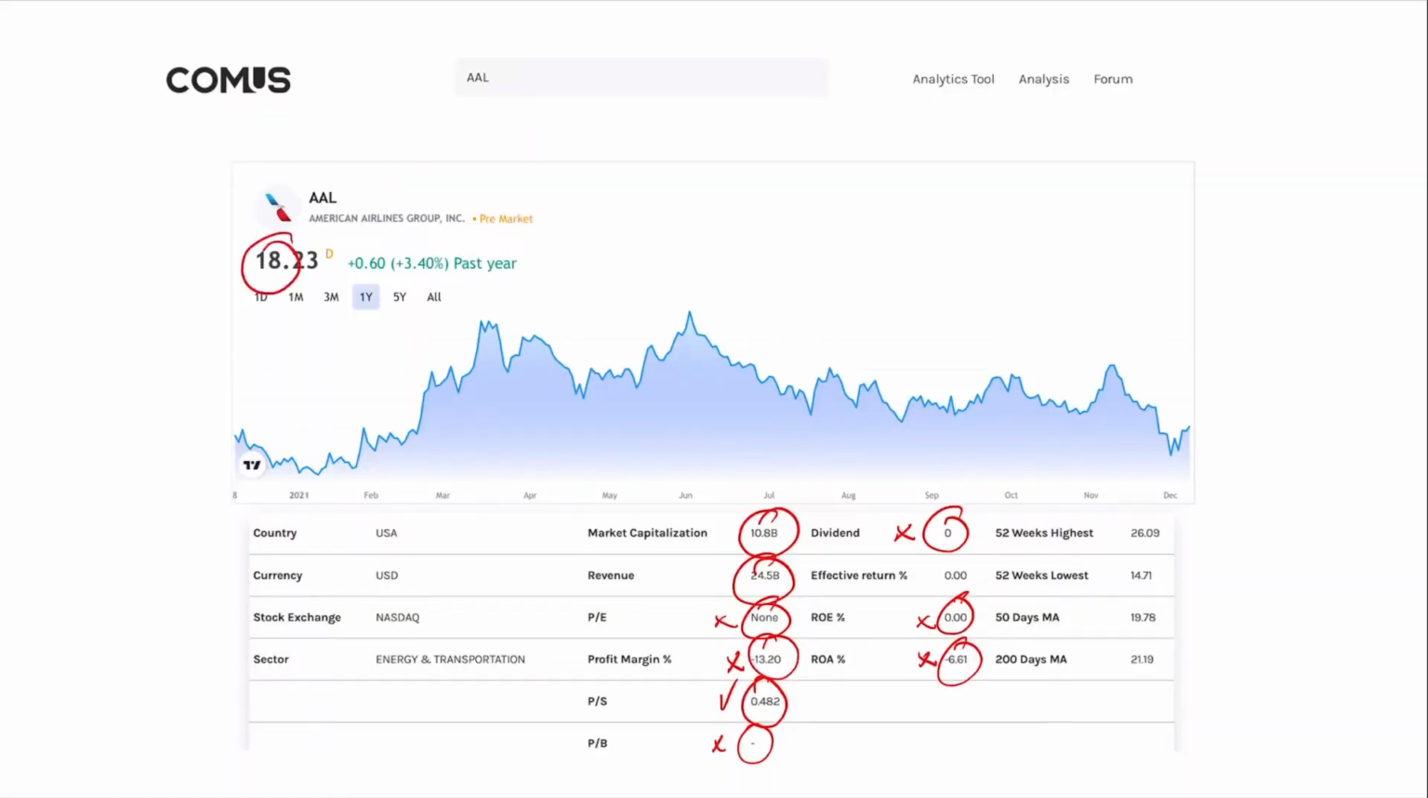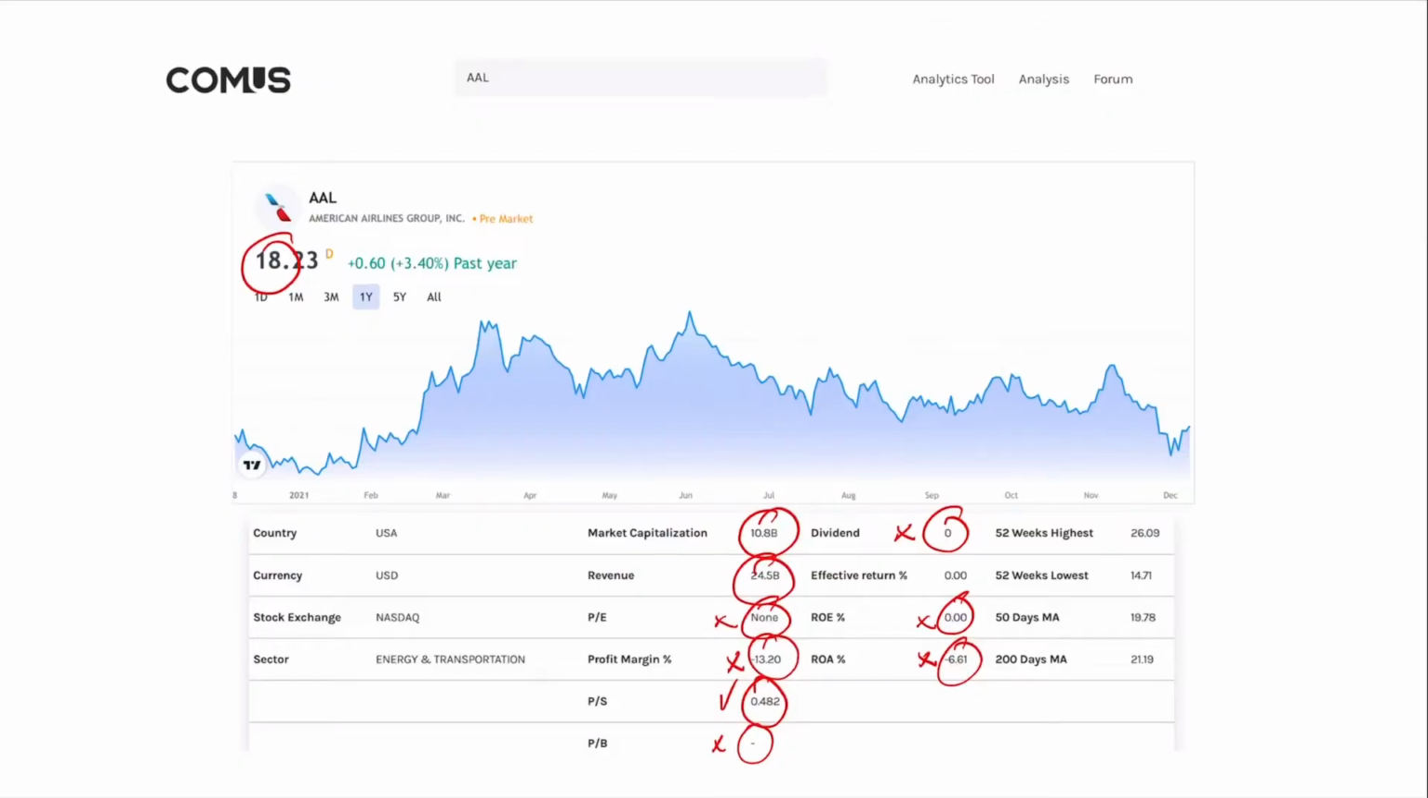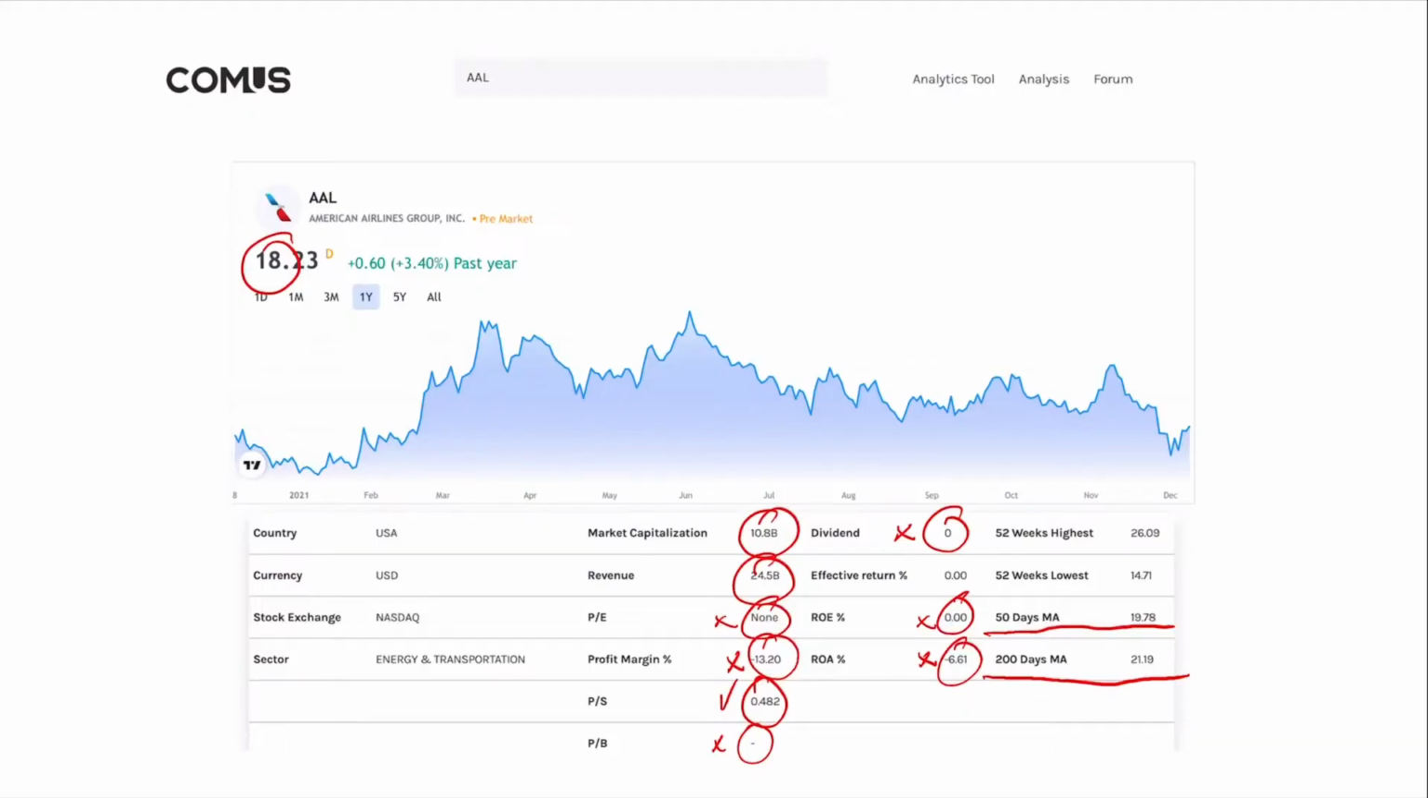Now, the stock is currently traded at $18 per share. If we take a look at the 50-day and the 200-day moving average, we can see that we are trading below the 50-day moving average, but also the 200-day moving average. So this is a signal that tells us that we might see the stock price decline. And if we glance on the chart, we can see that we have been trading in a negative trend channel. But we'll take a closer look at the technical aspect of the stock further down.